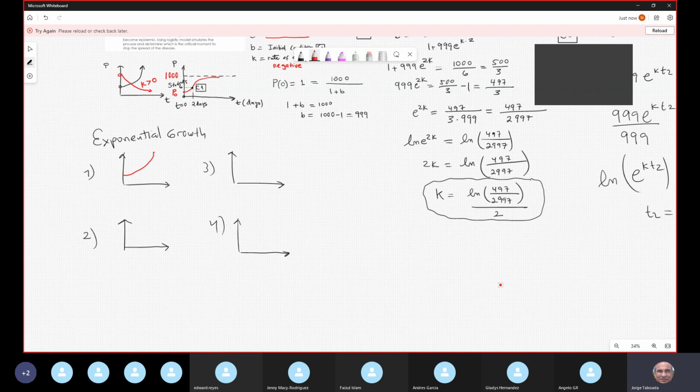Okay, now the formula is the population at any time is P null, where P null represents the population at t equals 0, P null e to the kt. And k is always the rate of change. However, k is always positive in that case.